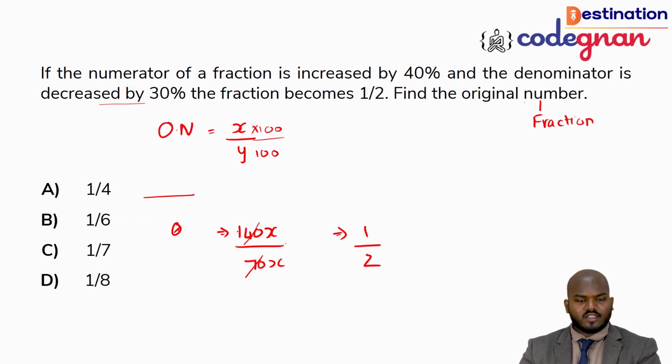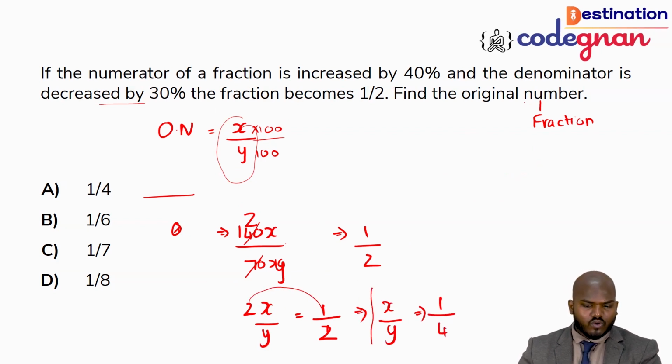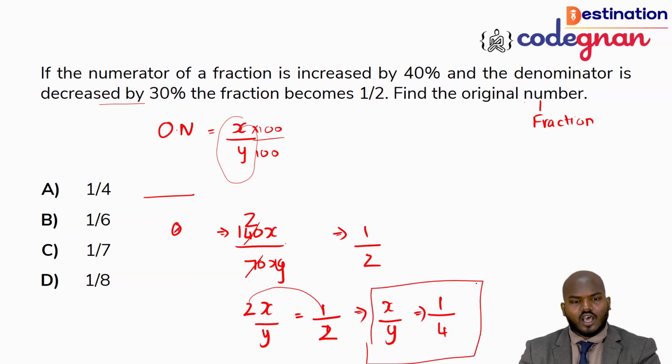Now I'm cancelling this, which will give you 2x by y is equal to 1 by 2. They are asking for the original fraction, and the original fraction is x by y. So x by y is equal to, if you take the 2 to this side, I can directly write it as 1 by 4. This is how I sort out the answer to the question.